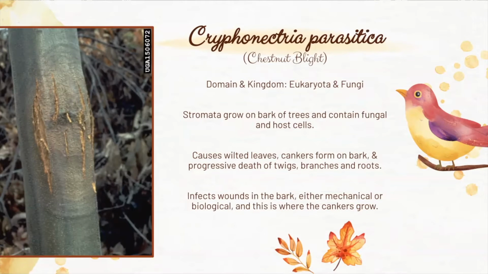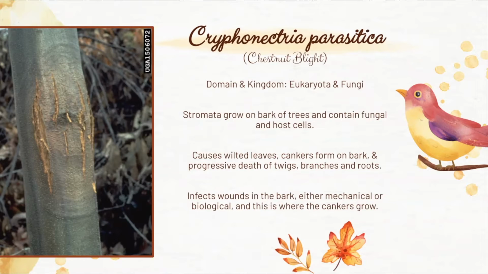Cryphonectria parasitica grows on American chestnut trees, which are more susceptible to this fungus than Asian chestnut trees. It is in the domain Eukaryota and kingdom Fungi. Growing on the bark of these trees are yellow-orange or orange-brown colored stromata, which is a mass of fungal and host tissue. They grow in cracks and crevices, alone or in linear groups.